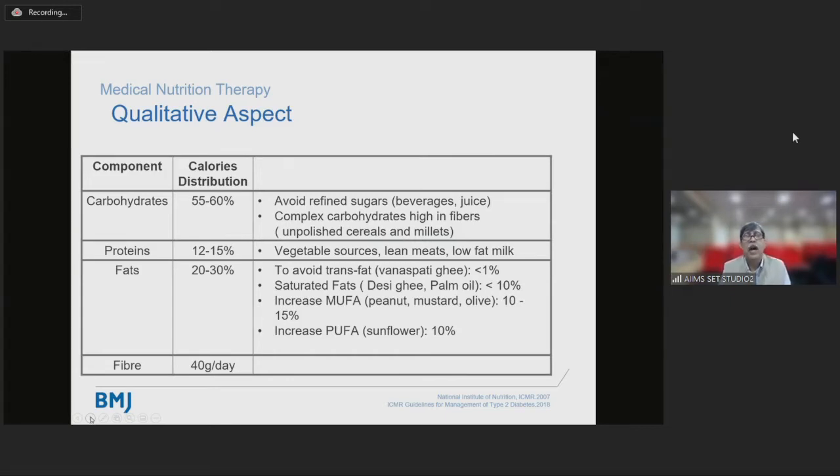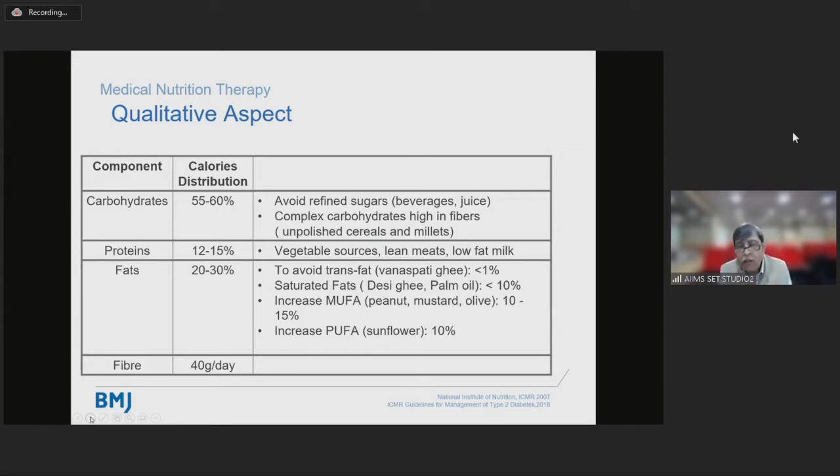Carbs of 55 to 60%, avoid refined sugars. So I tell a person, you take an apple, which is unpeeled, you take an apple, which is peeled, and you squeeze juice out of the apple. In all 3 instances, the amount of sugar was the same, but an unpeeled apple, the rise in sugar is going to be the slowest. In the peeled apple, it's going to be faster, and the juice is going to be the fastest. So try and retain as much fiber in the food item as possible.